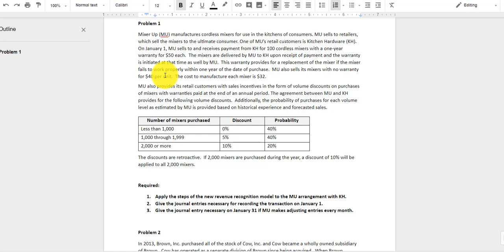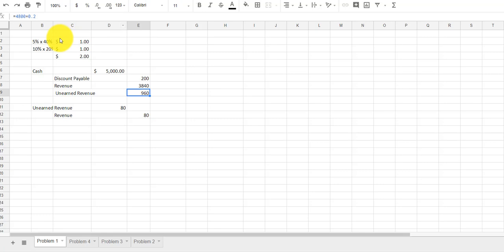Then we identify the selling price. That is going to take a little calculation because we have to consider the most likely scenario, which includes some form of discount. So on our spreadsheet, we're going to say that a 5% discount has a 40% probability. Multiply those out and get $1. 5% of our situation is a $2.50 discount. So $2.50 times 0.4 or 40% is $1.